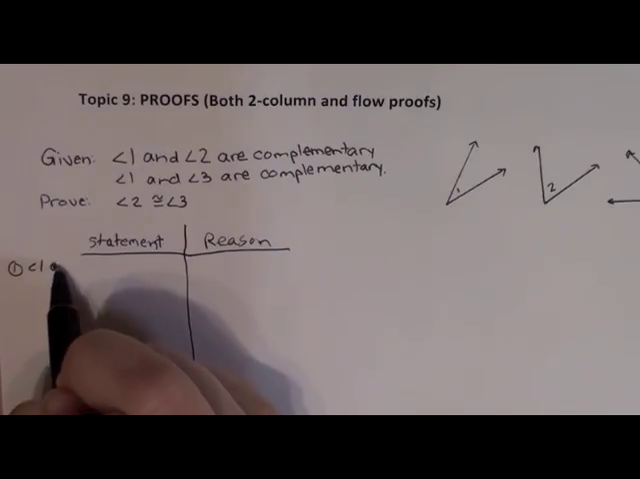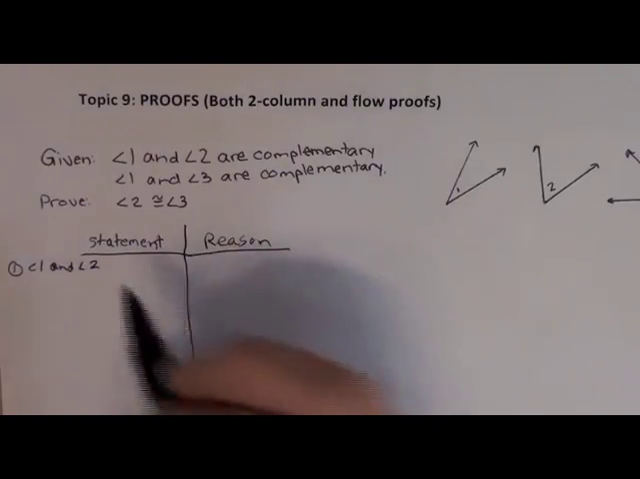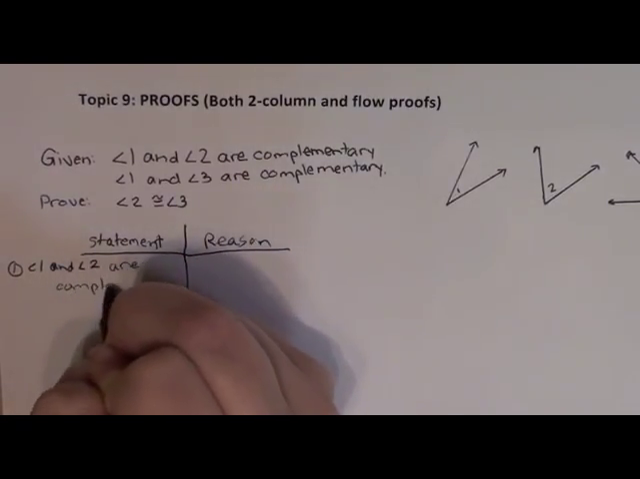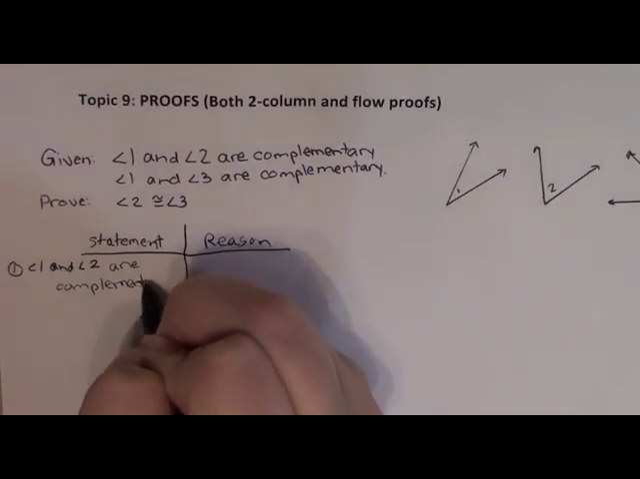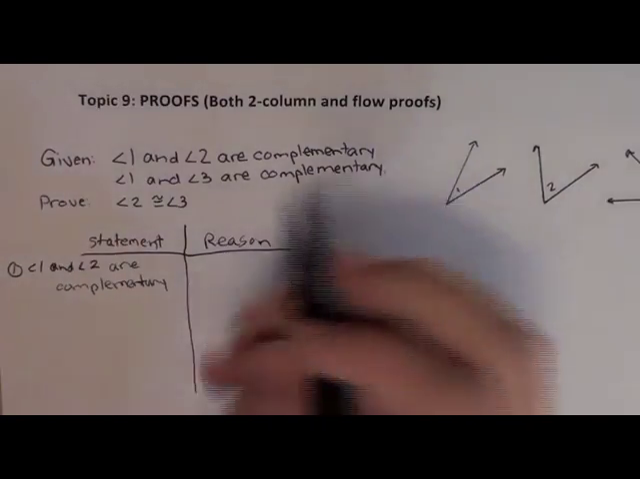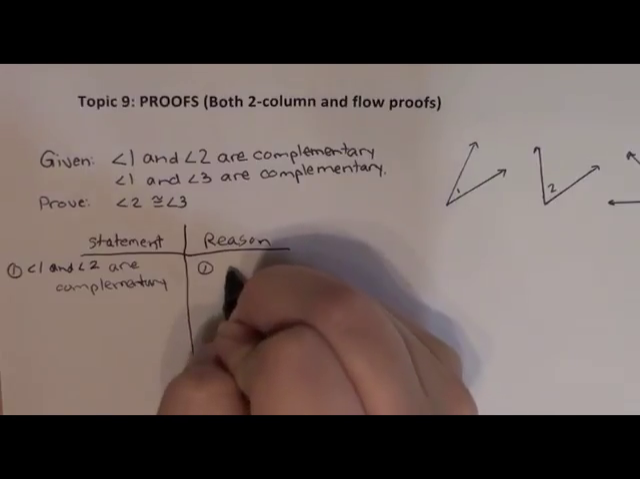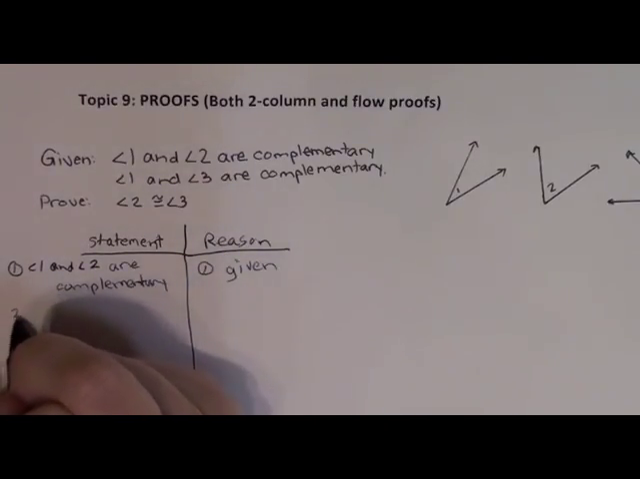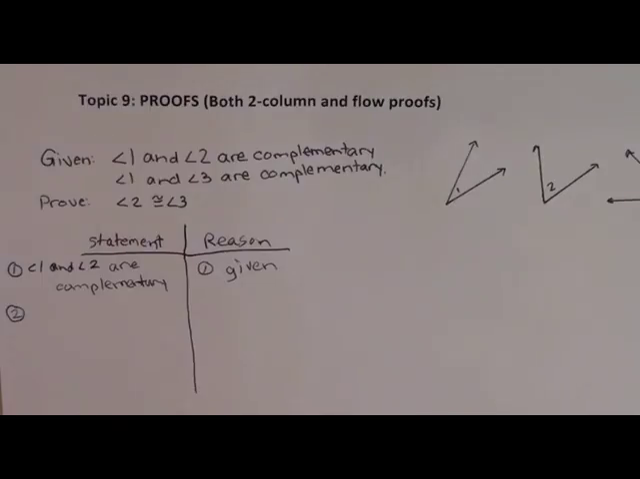Angle 1 and angle 2 are complementary. Now, in the reason column, how do we know that angle 1 and angle 2 are complementary? Well, we know that because it's given to us up here. So your first reason is given. Now, you could go ahead and state the second given also, but my personal preference is to go ahead and use what we just wrote.